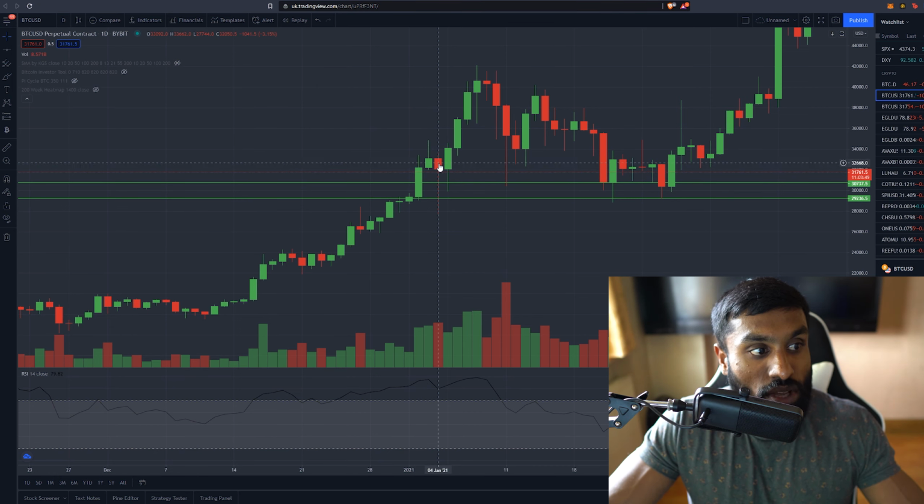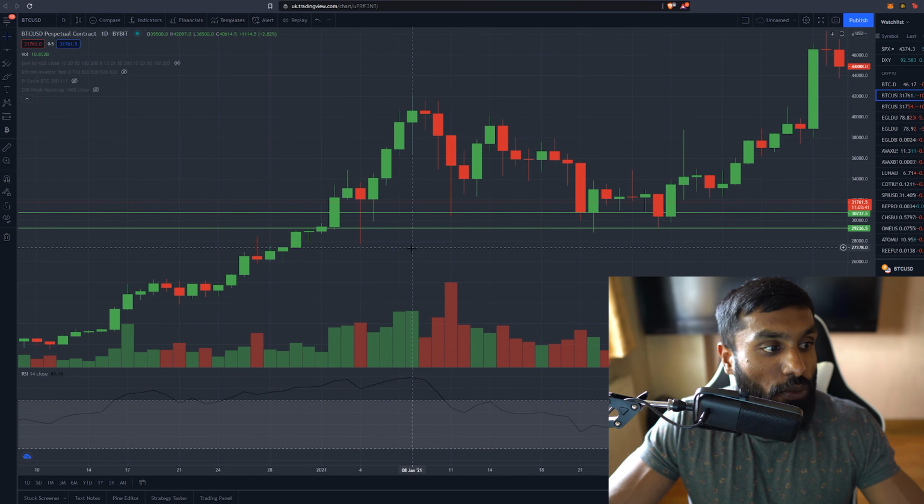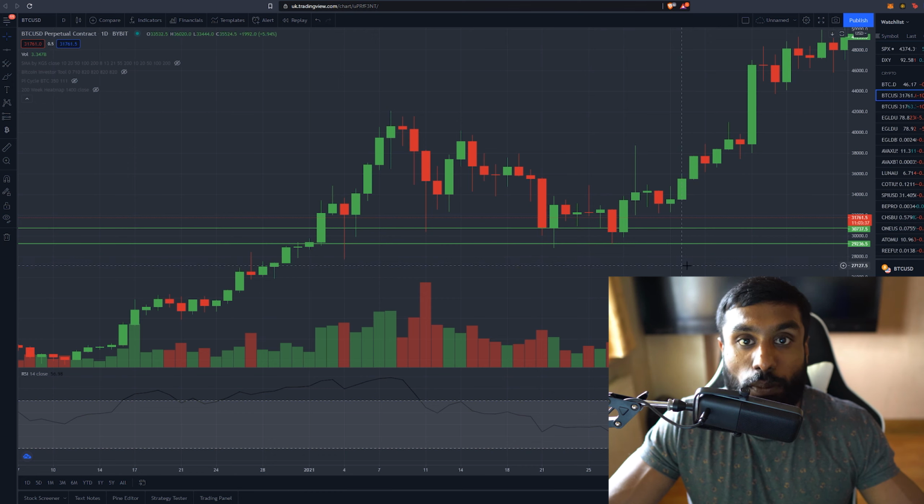You can see this, right? We retested this area, which was very quickly eaten up. We had another confirmation, with that wick into this area yet again, and then we started moving up from there. And obviously, as you can see, it has acted as a support ever since.